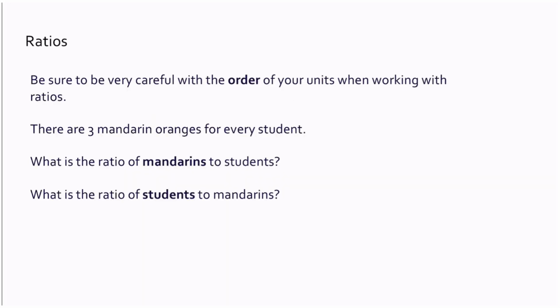And we want to be really careful when we're thinking about the order of our units, because the thing that I say first is the thing that is going to show up first in my ratio. So if I have, for example, 3 mandarin oranges for every 1 student, the ratio of mandarins to students is going to look different from the ratio of students to mandarins. So if I say the ratio of mandarins to students, I'm representing that as 3 to 1. But the ratio of students to mandarins is 1 to 3 because I've said students first.